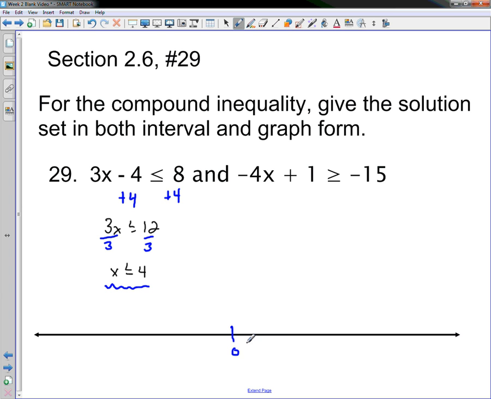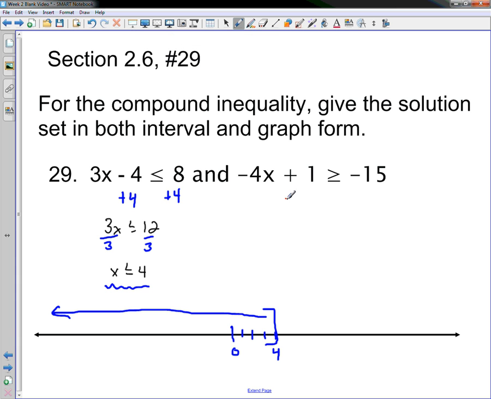So we're at 0, 1, 2, 3, 4. I want less than or equal to 4. So less than or equal to is left. And we're going to have a bracket at 4 because of the less than or equal to symbol.